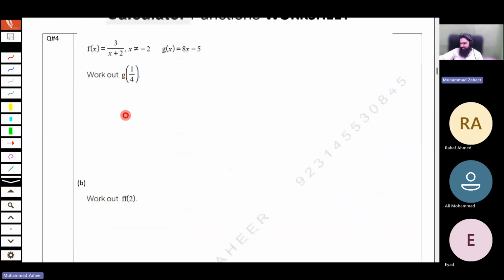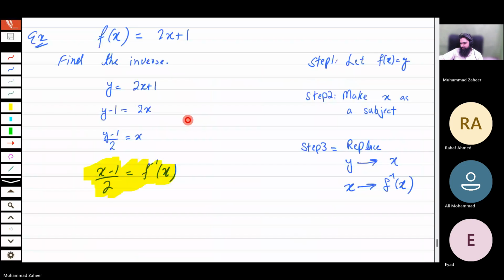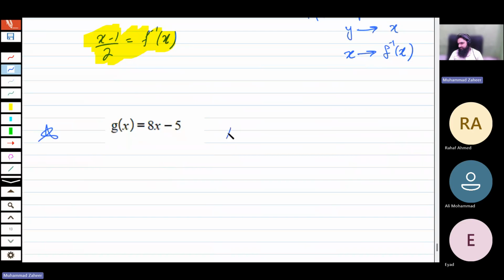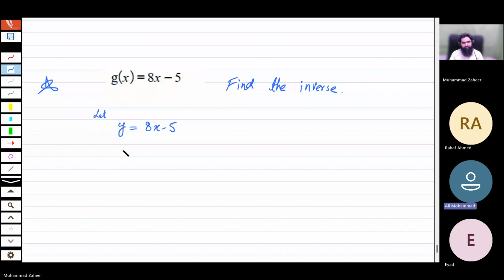All right, we are finding g inverse of x. So let's take the g function. Now the question is, you have to find the inverse of the function. Ali Muhammad, tell me what will be the first step? Here y is equal to 8x minus 5. Yes, we have to substitute y is equal to g of x, so y is equal to 8x minus 5.